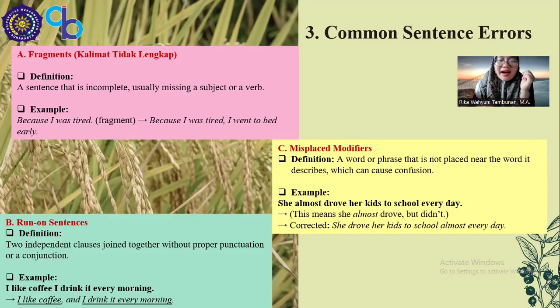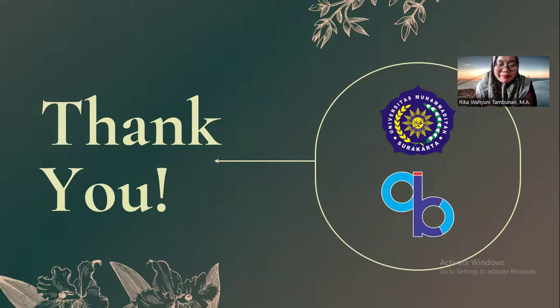So see how one word can change the meaning. That's why grammar is powerful. It gives you control over meaning. Okay, thank you very much. You did great today. Remember, English grammar is not about being perfect. It's about being clear and confident. Every mistake you make brings you one step closer to improvement.